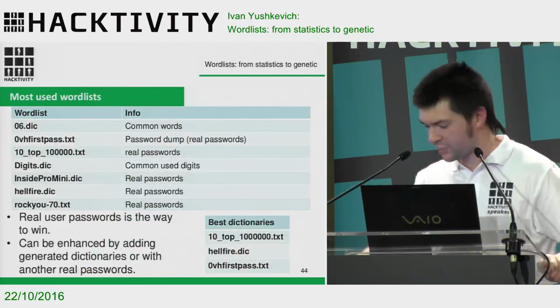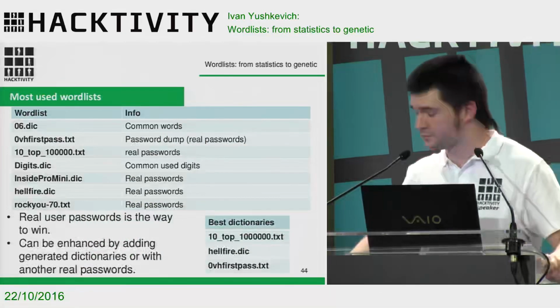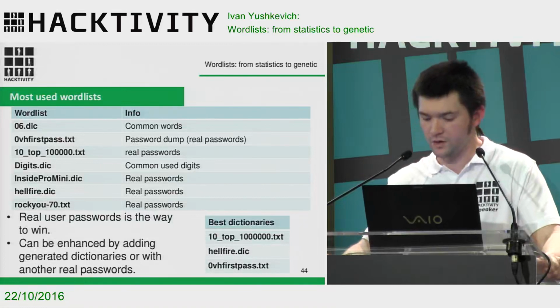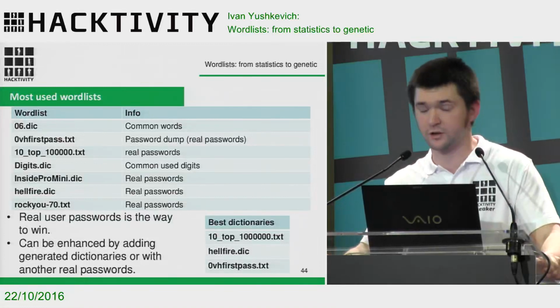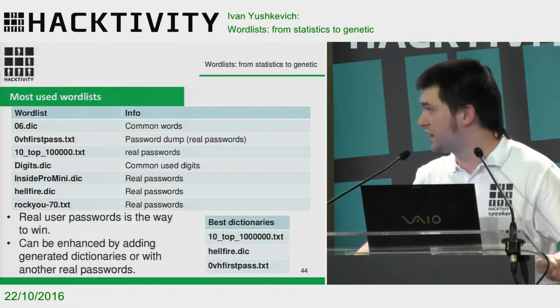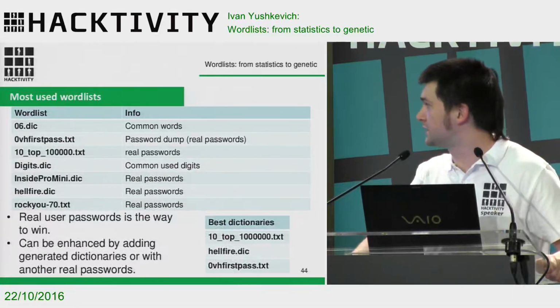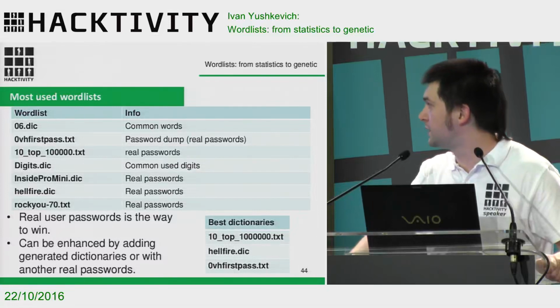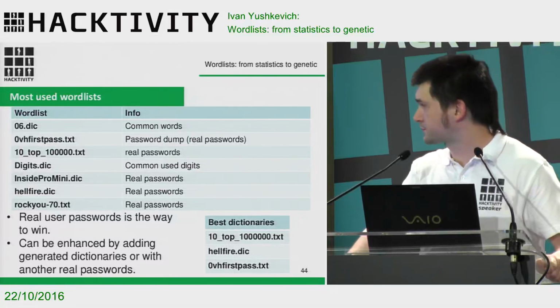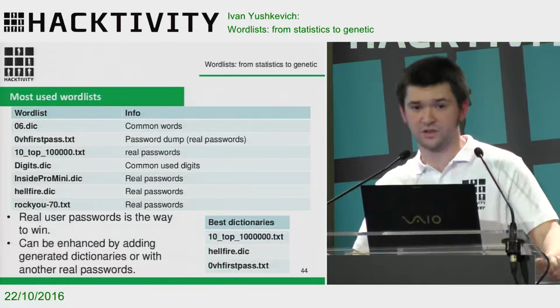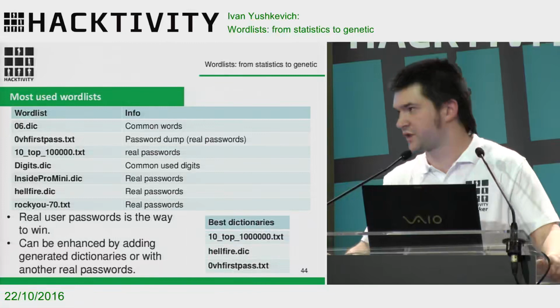So what about these word lists? First of all, they have something in common. They all have only real user passwords. Some of them are cracked databases, like Hellfire or FirstPass. So the way to achieve a better dictionary is to use real user passwords. It's pretty obvious.